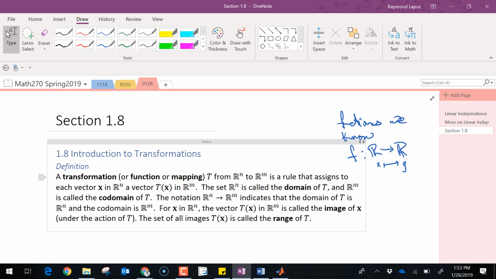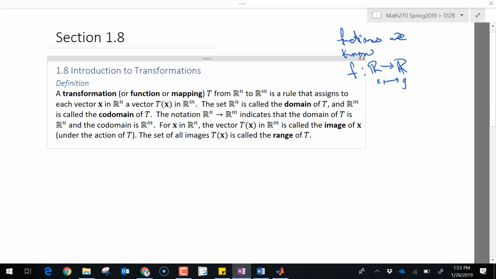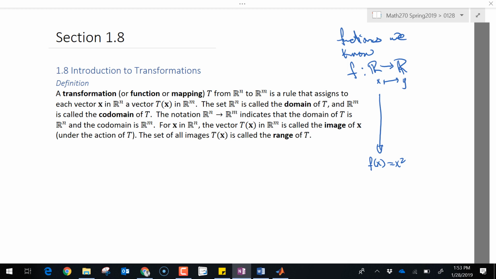An example, keeping the spirit of this, of a transformation from R1 to R1 would be something like f of x is equal to x squared. Okay, you're taking x values and you're getting y values, which are the squares of those values.